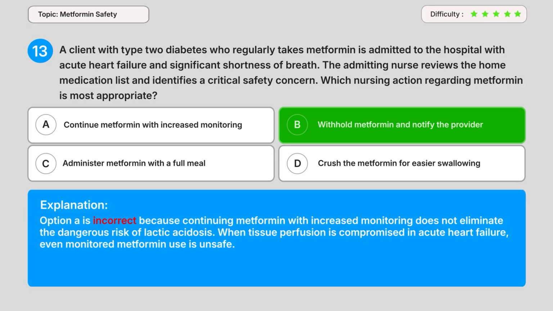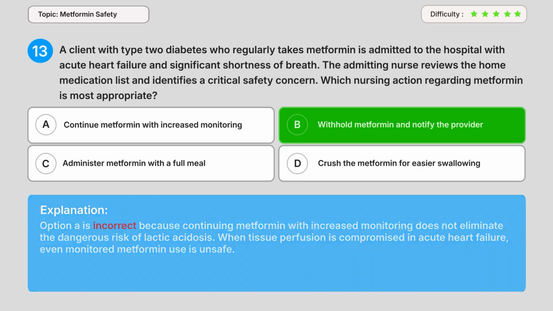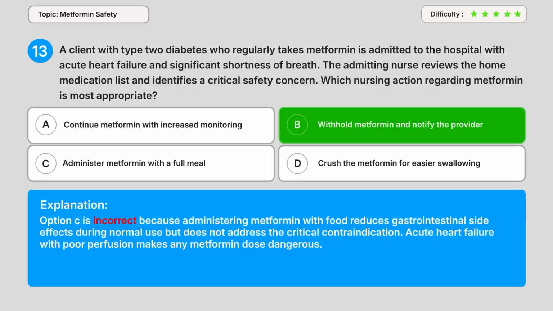Option A is incorrect because continuing metformin with increased monitoring does not eliminate the dangerous risk of lactic acidosis. When tissue perfusion is compromised in acute heart failure, even monitored metformin use is unsafe. Option C is incorrect because administering metformin with food reduces gastrointestinal side effects during normal use, but does not address the critical contraindication.